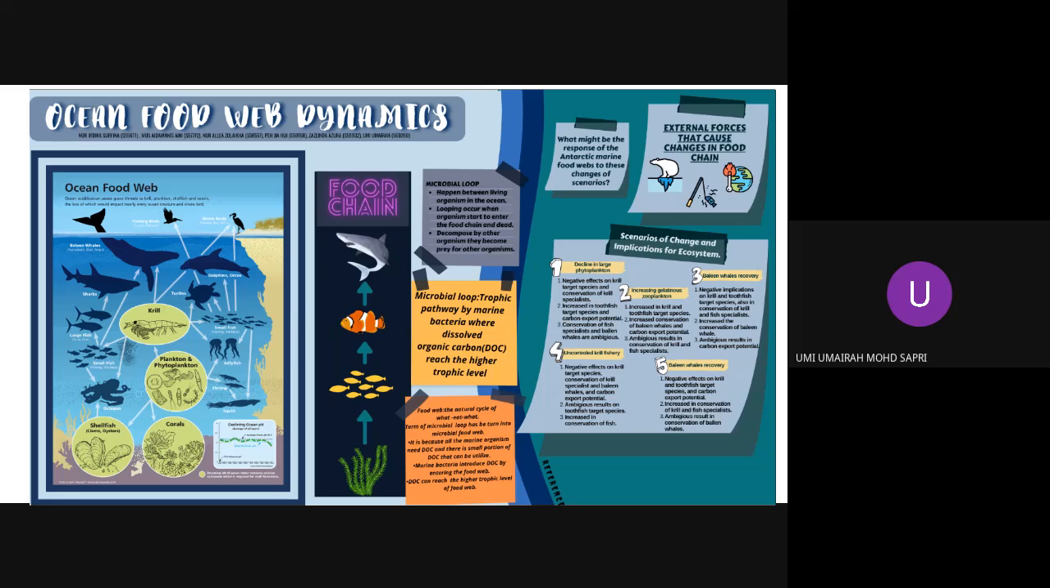From the poster, we also can see the microbial loop. Okay, the microbial loop is a loop that happens between the organisms in the ocean. But in this case, the pathway involves marine bacteria and dissolved organic carbon, the DOC, such as from plankton. The microbial loop describes that the plankton food chains are more complex and that microbes play a much greater role in them. The microbial loop has been returned to the microbial food web.